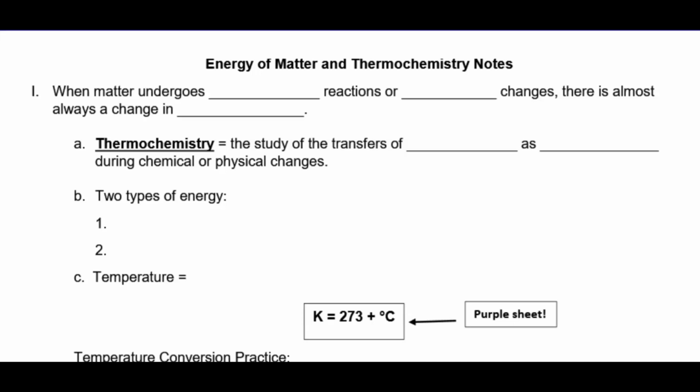Through our notes on the energy of matter and thermochemistry. So matter undergoes chemical reactions or physical changes. There is almost always going to be a change in energy. So we have been learning about the different types of chemical and physical changes and how we can identify those.